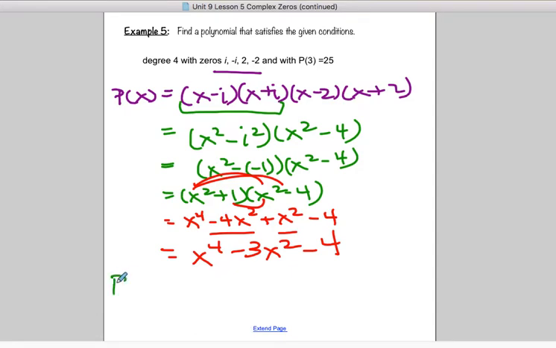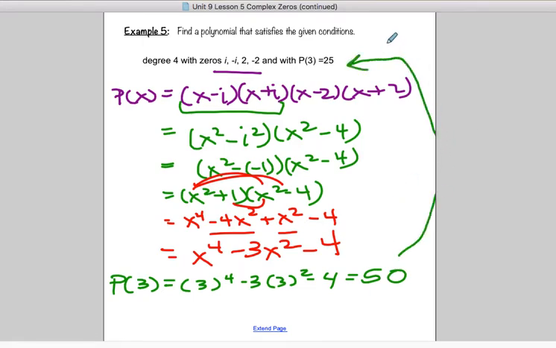P of 3. I'll have 3 to the 4th minus 3 times 3 squared minus 4. What do I get out when I plug it in? So if you type this into your calculator, you will get out an answer of 50. Is that what I want? No, it is not. So how do I go from 50 to 25? Well, I would divide everybody by 2.